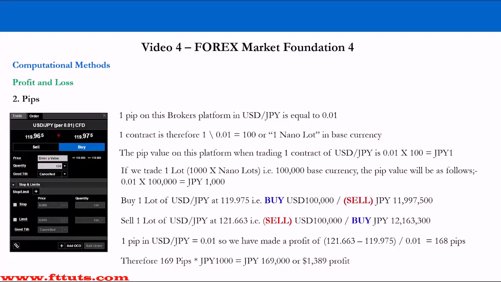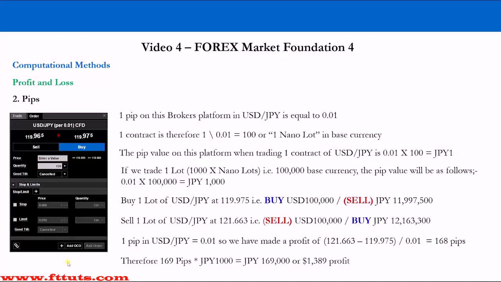Now let's have a look at another example. We're going to look at a smaller one using pips. So we're going to look at dollar yen, where the pip value is different. Now, one pip on this broker's platform in dollar yen is spot 0.1, as you can see here. And one contract is therefore worth 1 divided by the pip value, which equals 100, or 1 nanolot in base currency. So the pip value on this platform, expressed in quote currency, when we're trading one contract of dollar yen, is 0.01 times 100. This works out as 1 Japanese yen.